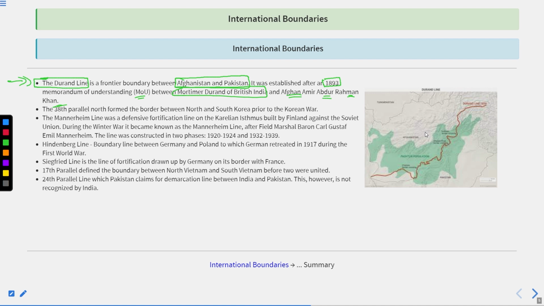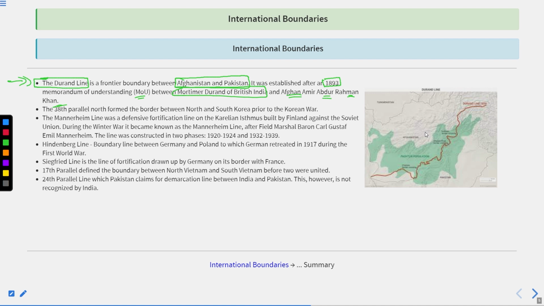Okay. But because there was no clearly defined boundary between British India and Afghanistan, many parts of British India were falling into Afghan territory, and many parts of Afghan territory were falling into British Indian territory. That became the contention between the two nations. To resolve this, in 1893 Mortimer Durand, a representative of British India, and the Afghan Amir, the ruler of Afghanistan, Abdul Rahman Khan, came together and signed a memorandum of understanding and created a frontier boundary between Afghanistan and British India.